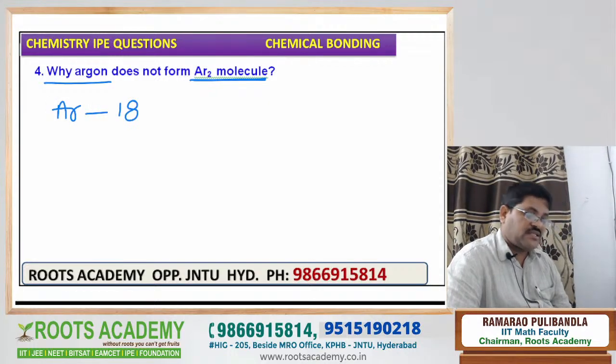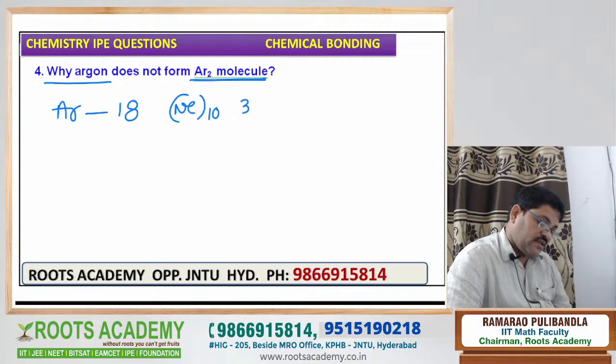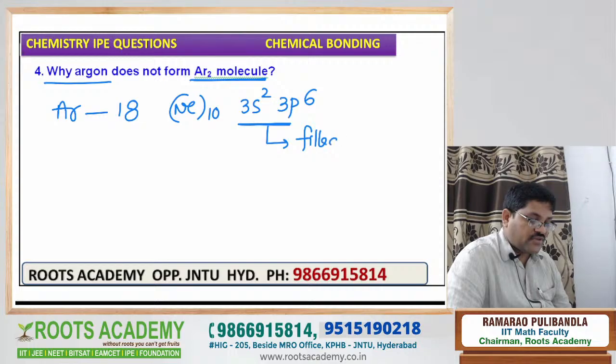The atomic number of argon is 18. What do you write for 18? Neon 10, 3s2, 3p6. In the valence shell, electrons are completely filled up. So the valence shell is a completely filled configuration.